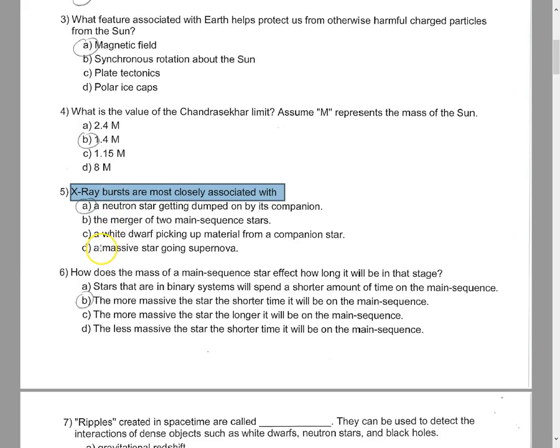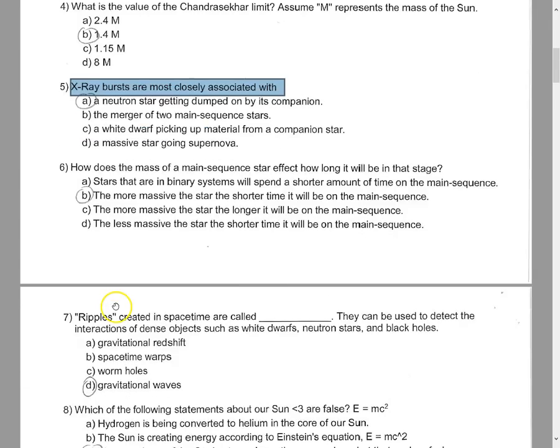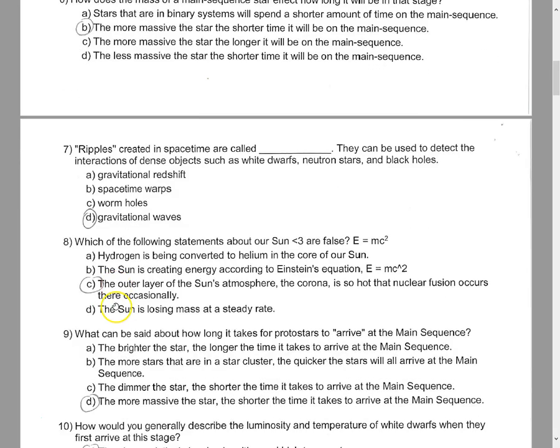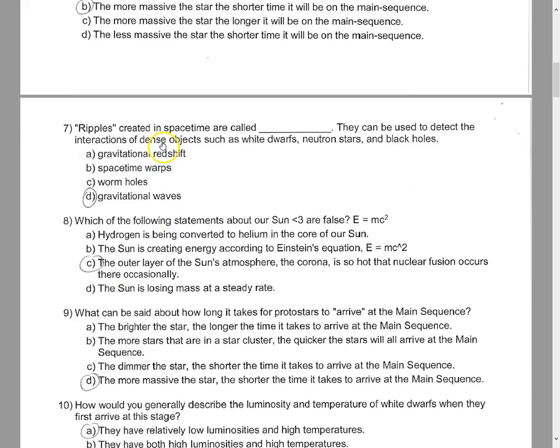Question 6, how does the mass of a main sequence star affect how long it will be in that stage? Well, the more massive it is, the more quickly it ages, and so B is the best answer there. The more massive the star is, the shorter time it will be on the main sequence. Question 7, those ripples created in the fabric of space and time are called, the best answer there is gravitational waves. They can be used to detect interactions of dense objects such as white dwarfs, neutron stars, and black holes.